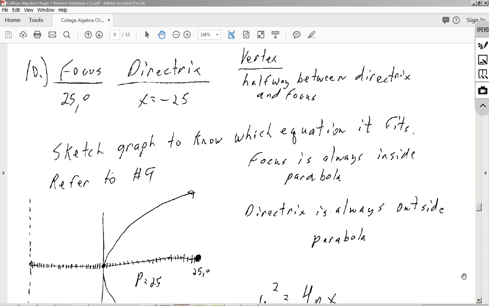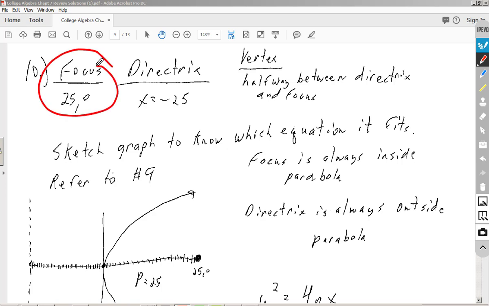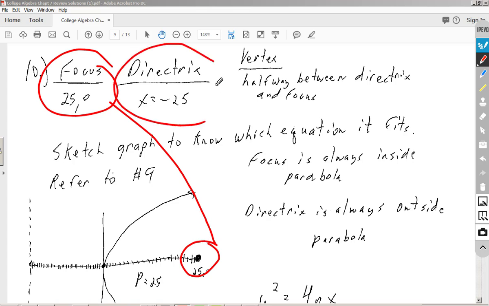Okay, on number 10, it says our focus is at 25, 0. We've got our directrix at x equals negative 25. And the directions say find the standard form of the equation of the parabola using the information that's given. So the first thing you want to do is just draw it out. Notice here's my focus, I put it here at 25, 0. Here's my directrix, which is at x equals negative 25. And I know that my vertex is always halfway between those, so that's why I know my vertex is going to be at 0, 0.